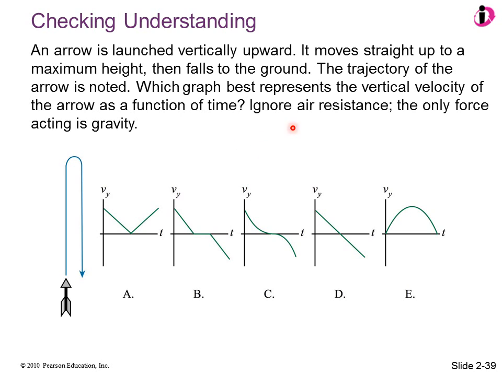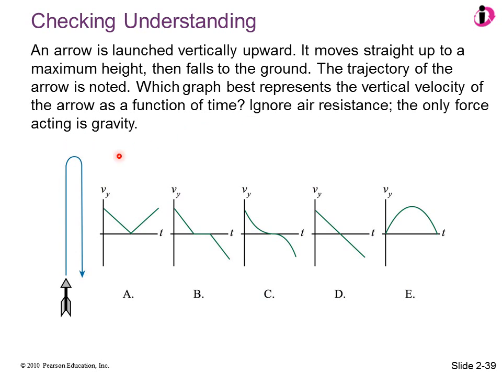Let's take another look at this one. An arrow is launched vertically upward, moves straight up to a maximum height, then falls to the ground. The trajectory of the arrow is noted. Which graph best represents the vertical velocity of the arrow as a function of time? So we're still ignoring air resistance. The arrow is shot, it's in the air, and the only force acting is gravity.